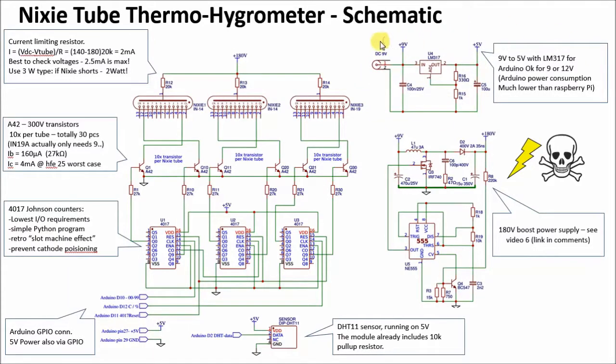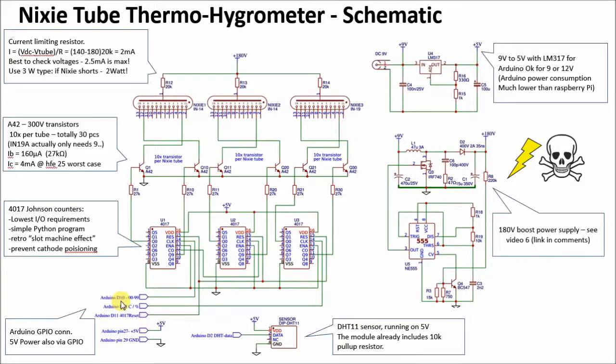Here you see the voltage stabilizer circuit. It's a 9 to 5 volt circuit built with an LM317. For the Arduino, it's also okay to use 12 volt because the Arduino consumes much less power than the Raspberry Pi. The clock signal for the numbers comes from the Arduino D10 pin.